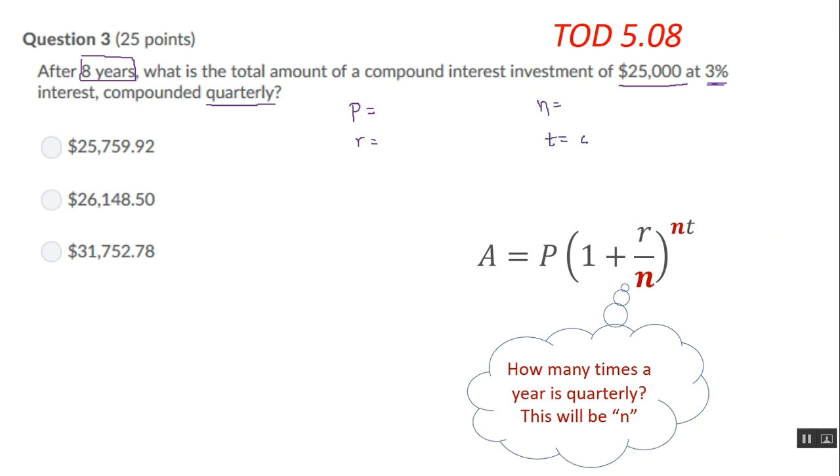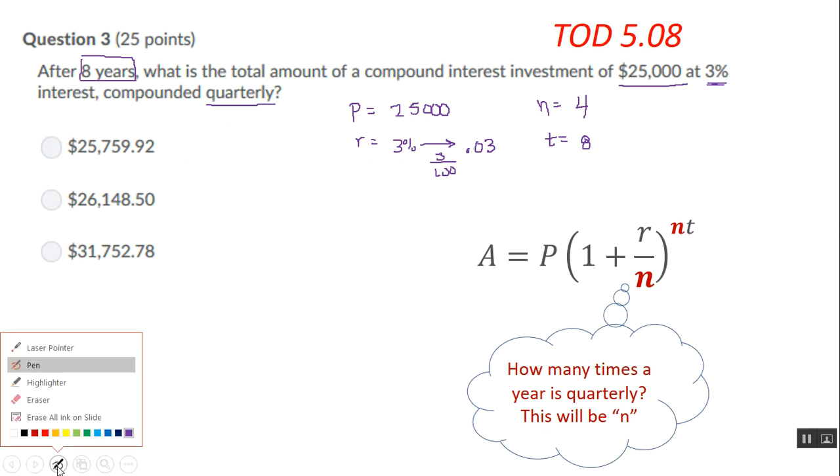Well, I see the time is 8. The initial amount of money that I have is $25,000. My rate is 3%. If you struggle with moving that decimal over, to get the decimal, do 3 divided by 100. And I get 0.03. And N, compounded quarterly. How many times a year is quarterly? There are 4 quarters in a year.